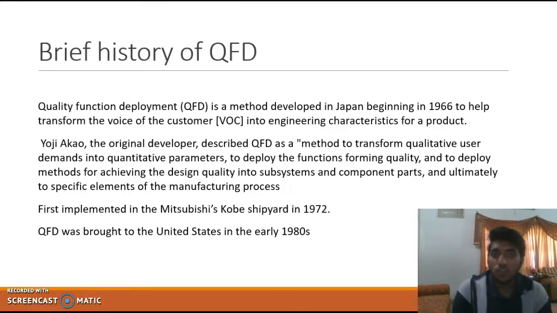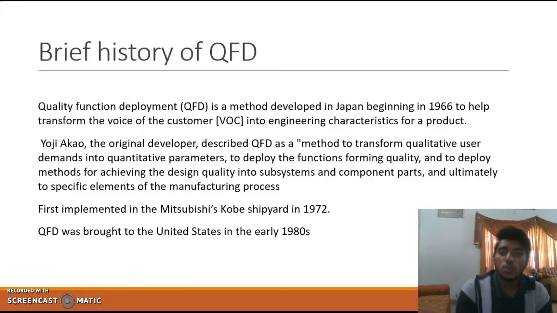Let's talk about the brief history of the quality function deployment. The QFD is a method developed in Japan in the beginning 1966 to help transform the voice of the customer into engineering characteristics for a product. The founder of the QFD was Yuji Akao. He described the QFD as a method to transform qualitative user demands into quantitative parameters, to deploy the functions forming quality, and to deploy the methods for achieving the design quality into subsystems and component parts.